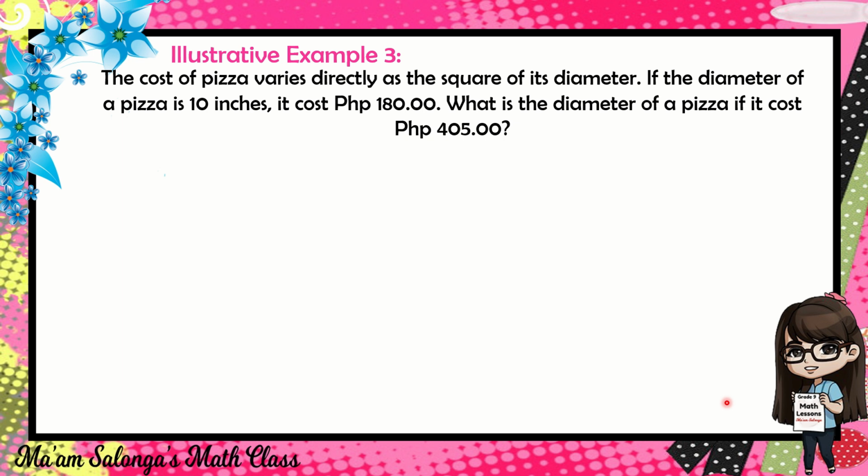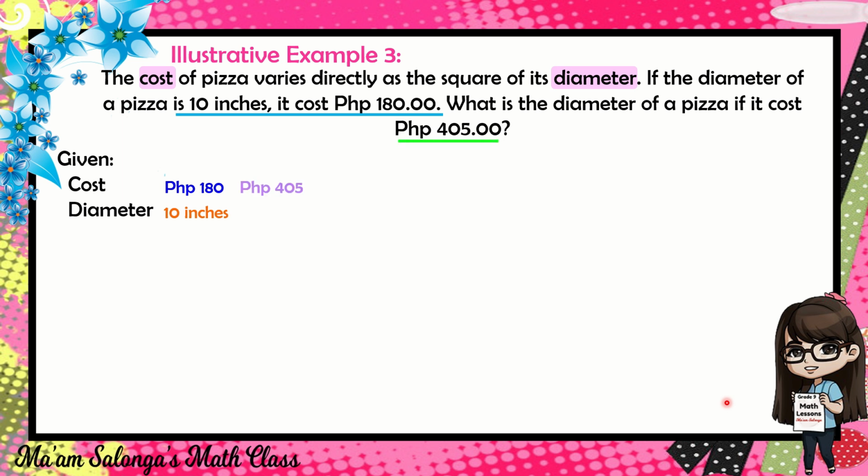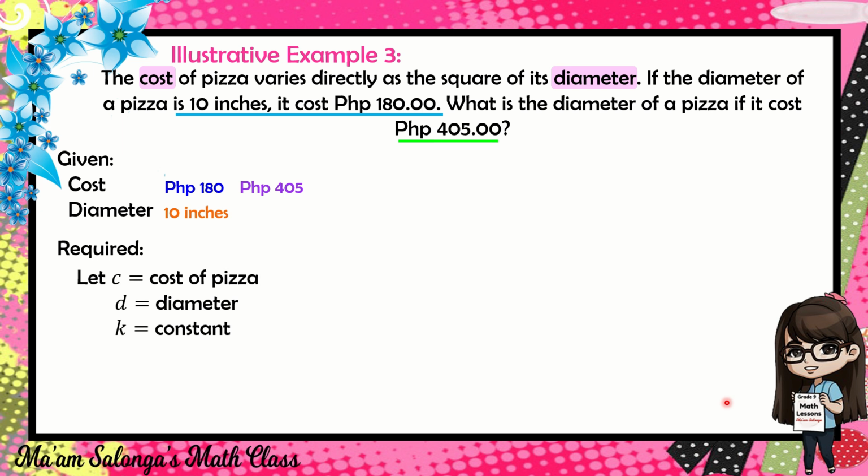So the two quantities in this problem are the cost of pizza and the diameter. So let's take note of the givens. So we have 10 inches pizza and it costs 180 pesos. And we have 405 pesos. And it is required to assign variables to the quantities. So let C be the cost of pizza, D be the diameter, and K be the constant.